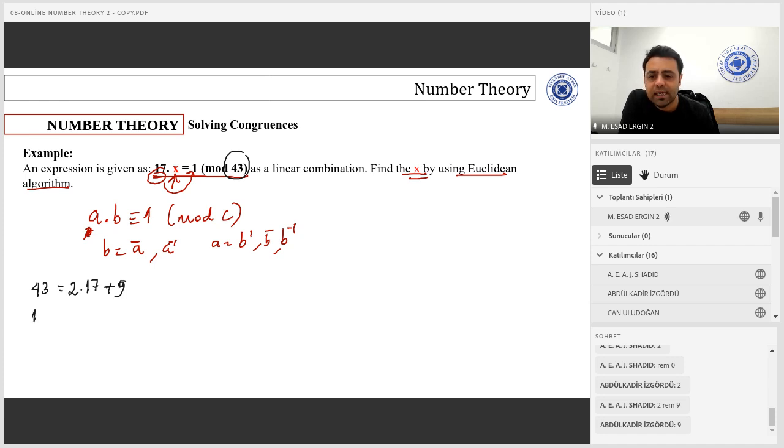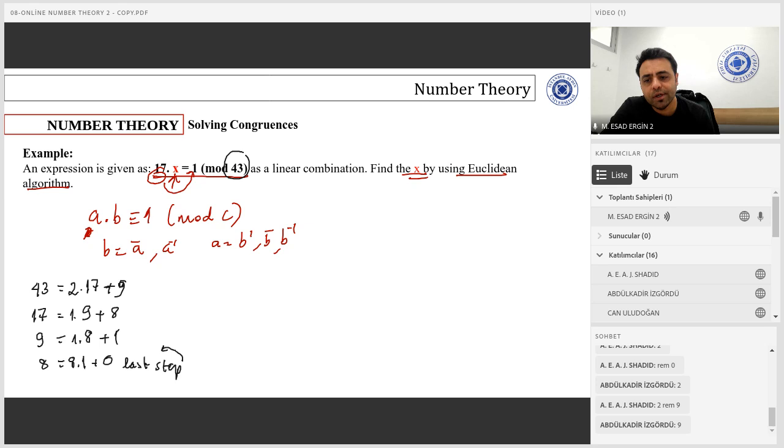And now we are going to continue with the same procedure. 17 equals how many times we have 9 inside 17? It is 1, plus 8, and this is 9. How many times do we have 8 inside of 9? It is 1, plus 1, and 8 equals 8 times 1 plus 0. This is our last step. We are going to check the previous step here. As you see, the remainder is 1, which is our GCD.